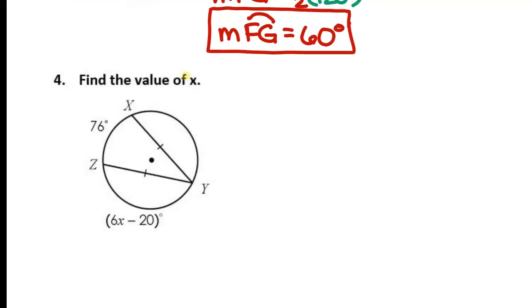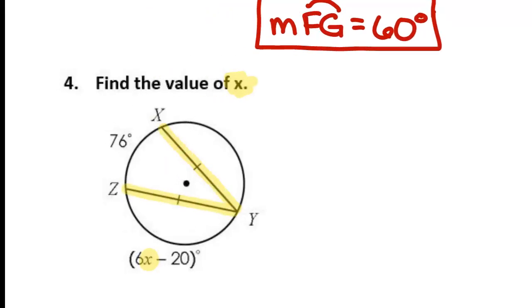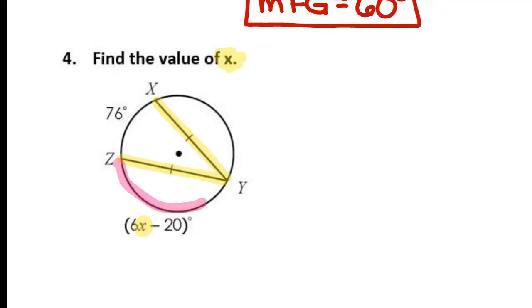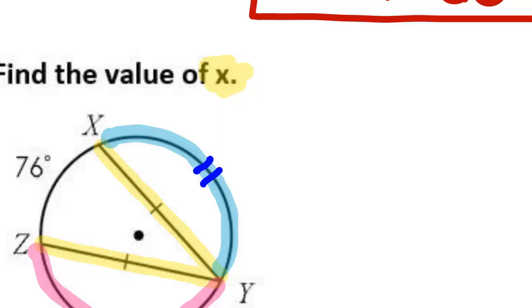We are supposed to find the value of x here. And when it says find the value of x, they're talking about this x down here in 6x minus 20, not this x here, which is a point. I noticed that it says that chord ZY and chord XY are congruent. So if those two chords are congruent, what does that mean about arc ZY and arc XY? They are also congruent. So how big is arc XY then? 6x minus 20.